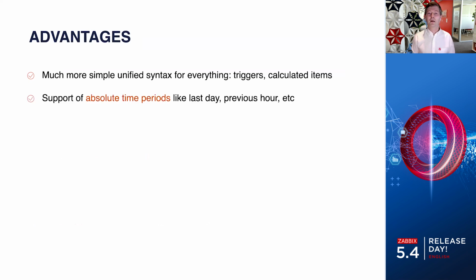Finally, we've got support for absolute time periods. So now it's very easy to calculate, for example, the minimum for a previous hour, or some average for a previous day, or for today. Yeah, it all works now. The new syntax fixed all known limitations of the old syntax. So the things which were not previously possible due to limitations of the old syntax are now absolutely possible.